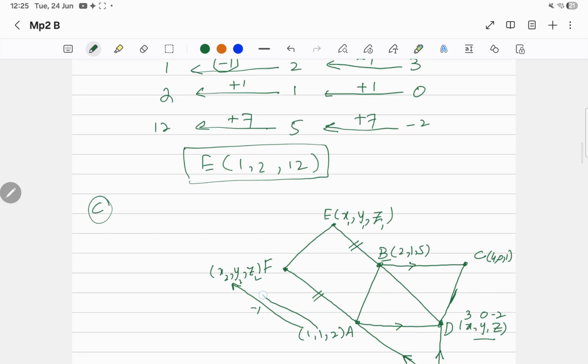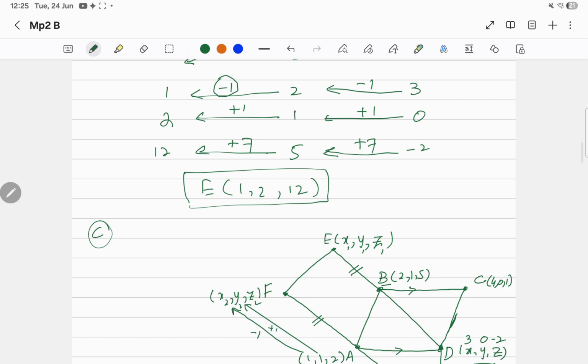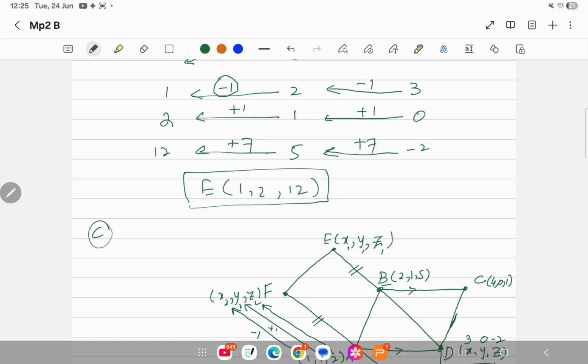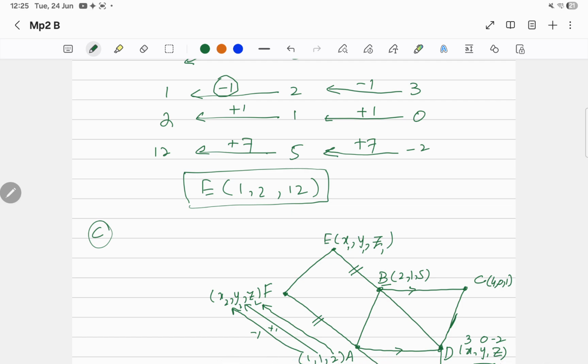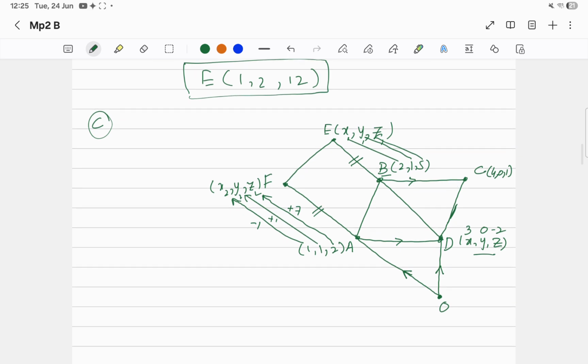If you want to work out the y coordinate of F from the y coordinate of A, we need to add 1. And to work out the z coordinate of F from the z coordinate of A, we need to add 7, because the lengths are equal, and we did the same thing to get the coordinates of E from B. So we have to do the same thing over here, because the distance is the same and it is given that it's a parallelogram.